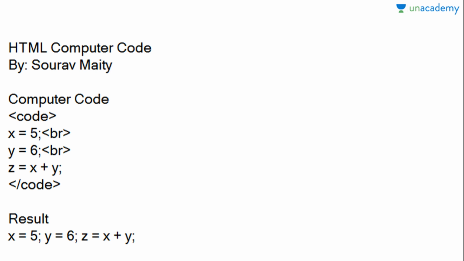So let's start with our topic. First, let's see what a computer code is. Computer code is the various code that we write in our programming language, and sometimes we need to display its output or input it in our website or web page. For that we need to use a special tag, that is the code tag. So how we use it, let's see that.